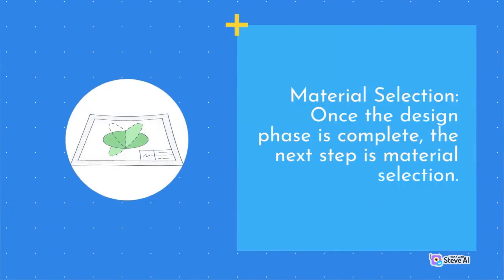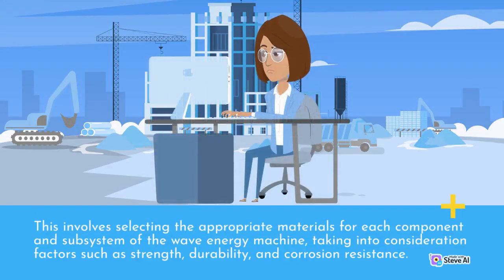Material selection. Once the design phase is complete, the next step is material selection. This involves selecting the appropriate materials for each component and subsystem of the wave energy machine, taking into consideration factors such as strength, durability, and corrosion resistance.